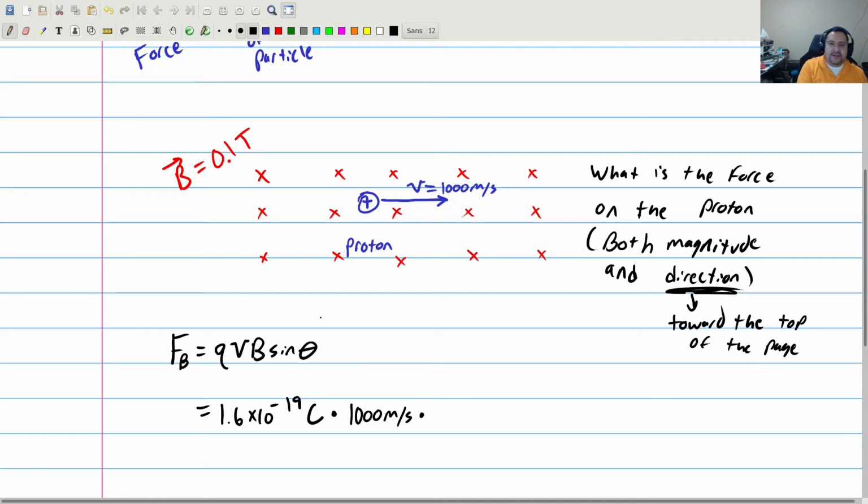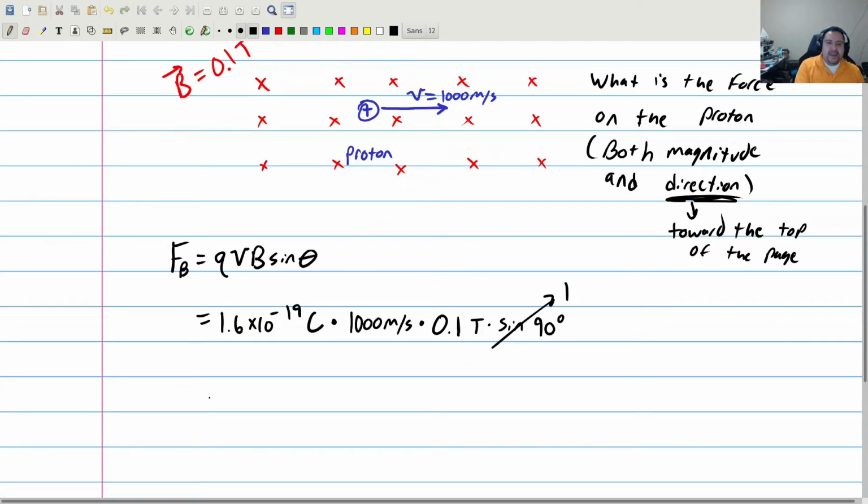Times my magnetic field, which is 0.1 Teslas. And times the sine of the angle between the velocity and magnetic field, that way, right? Order matters. So which way is the velocity? To the right. Which way is the magnetic field? Into the page. So what's the angle between those? Well, that's 90 degrees. So it's the sine of 90 degrees. We already know the sine of 90 degrees is 1, so we don't need to worry about that.